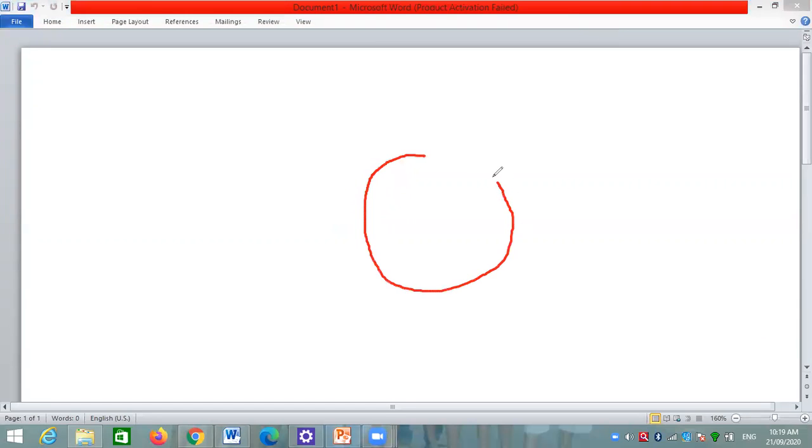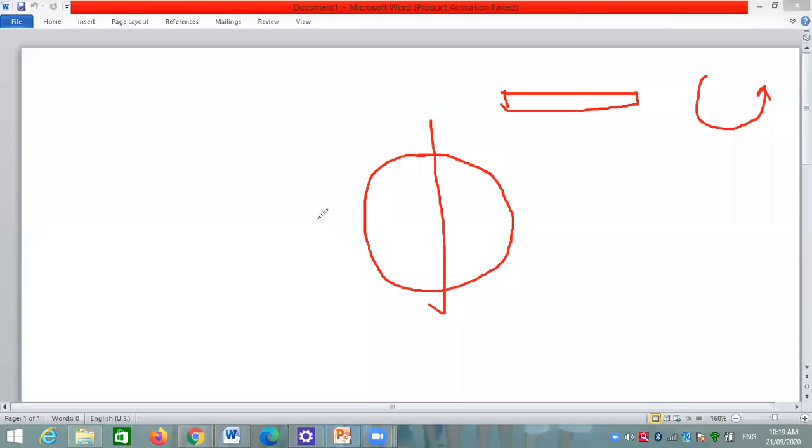Suppose this is my worm wheel and this is my worm. When the worm completes one revolution, this is the angle theta 1. Theta 1 is the angle through which the worm wheel will rotate, and we have to find this out.